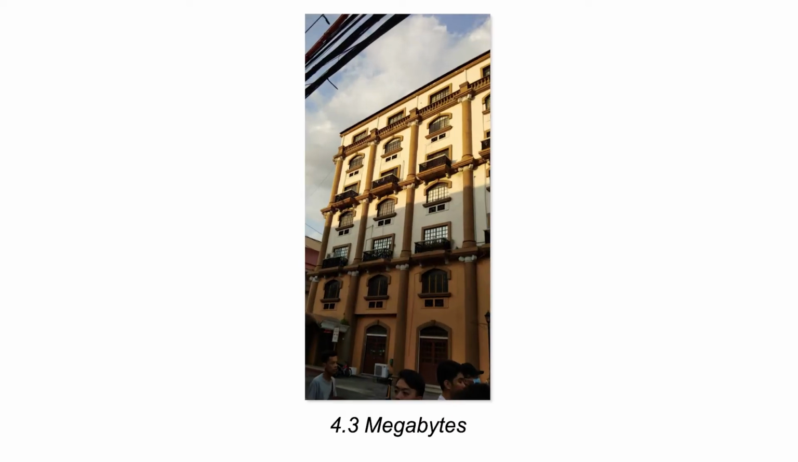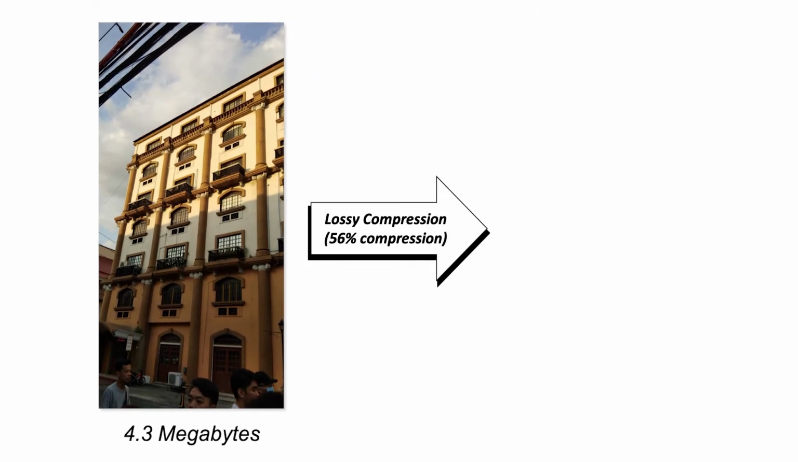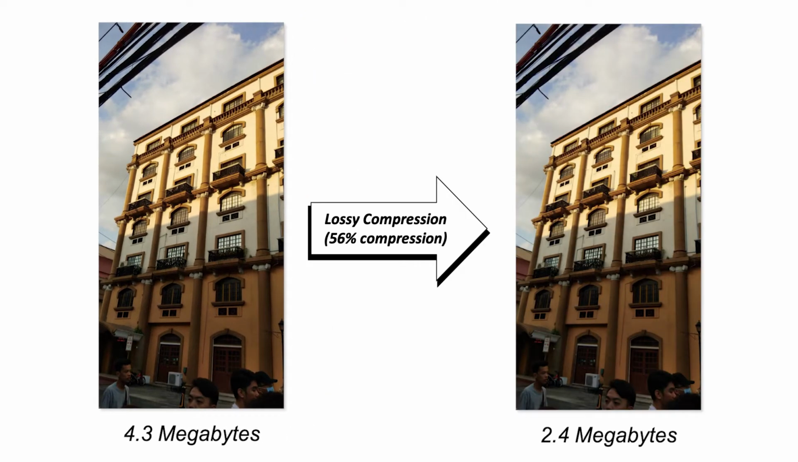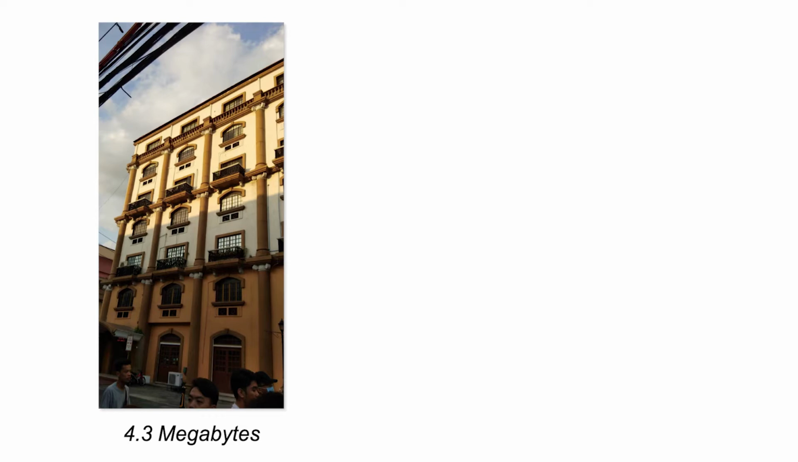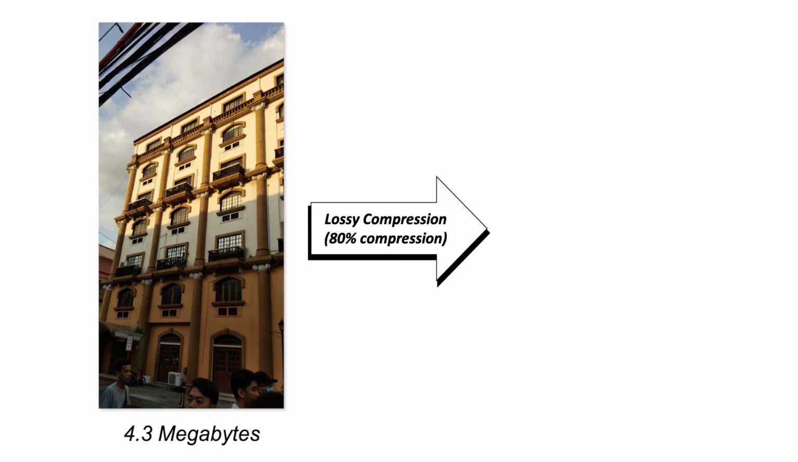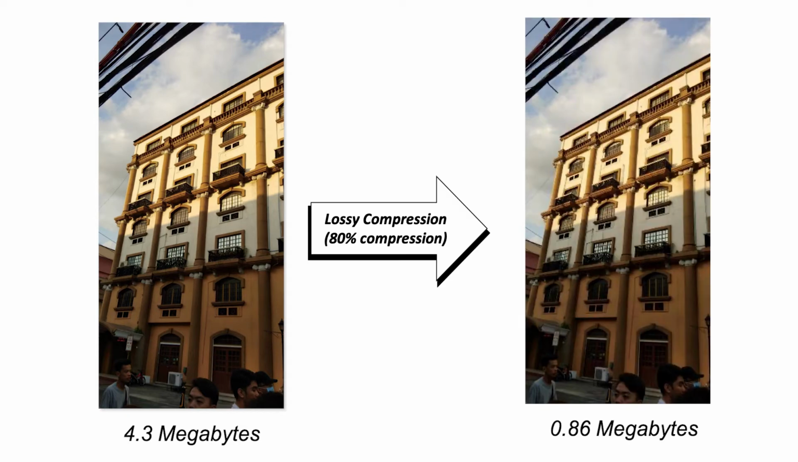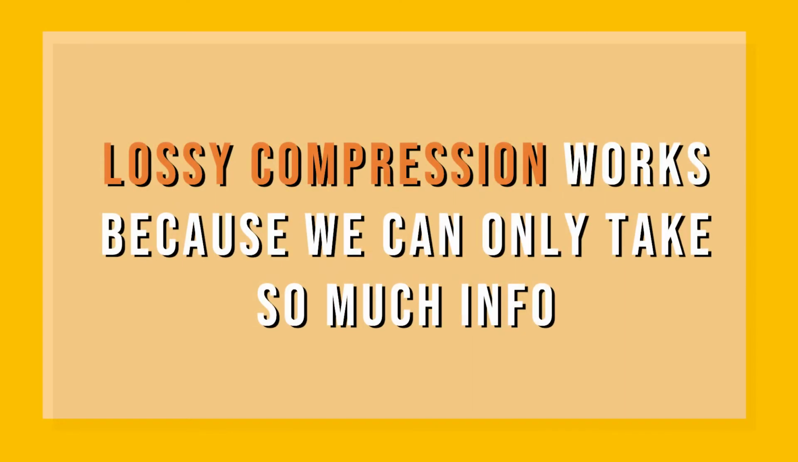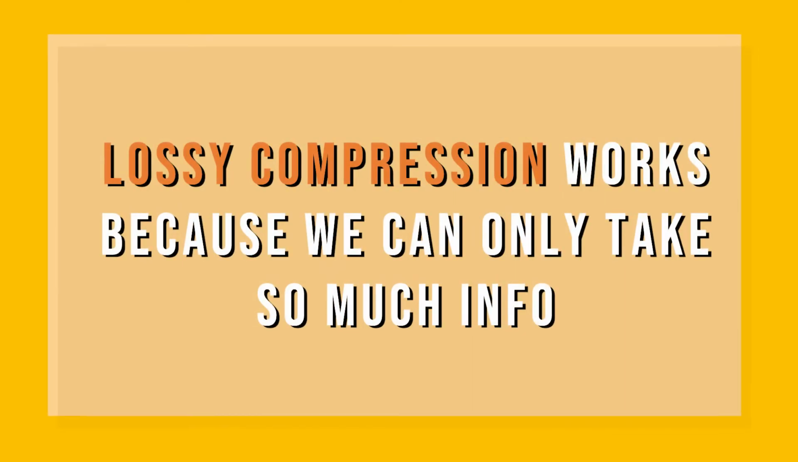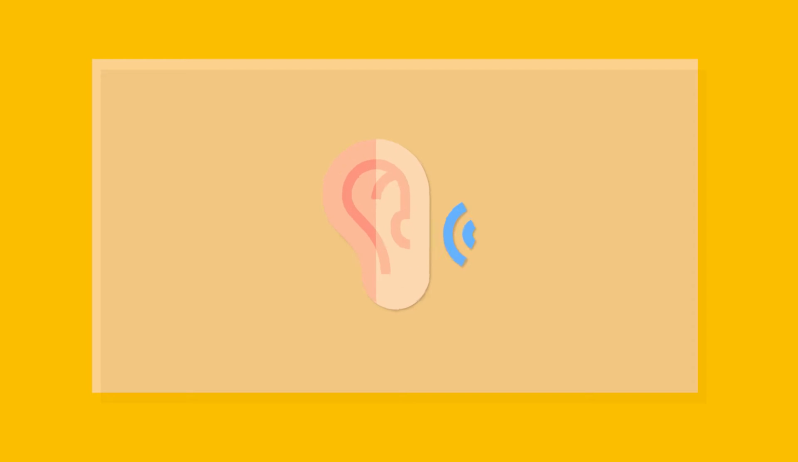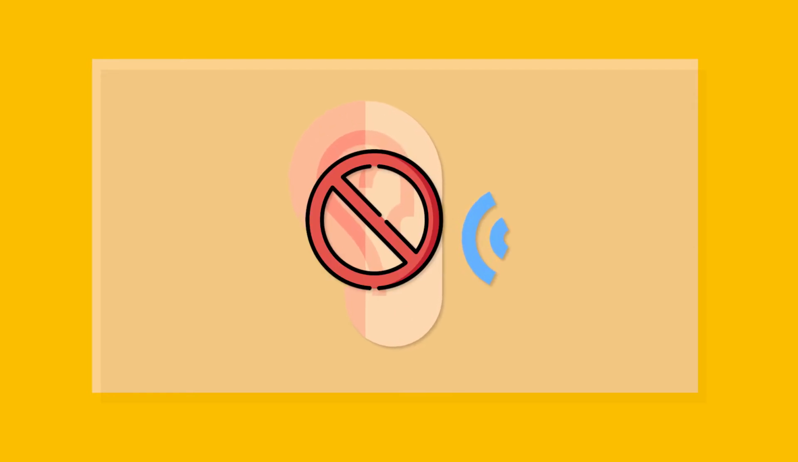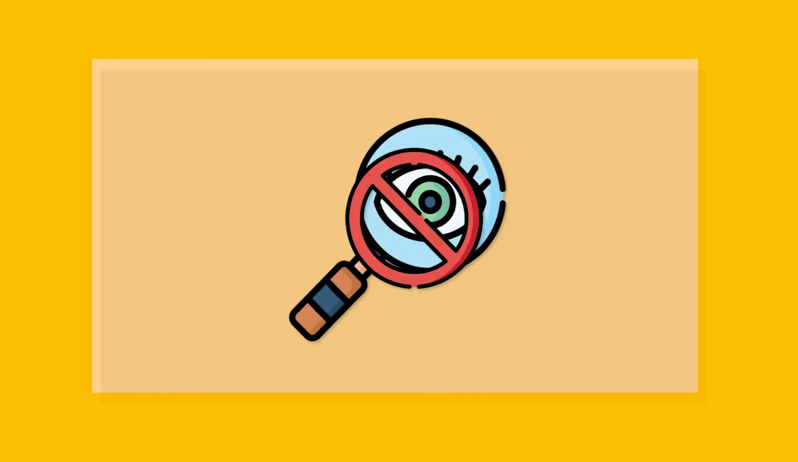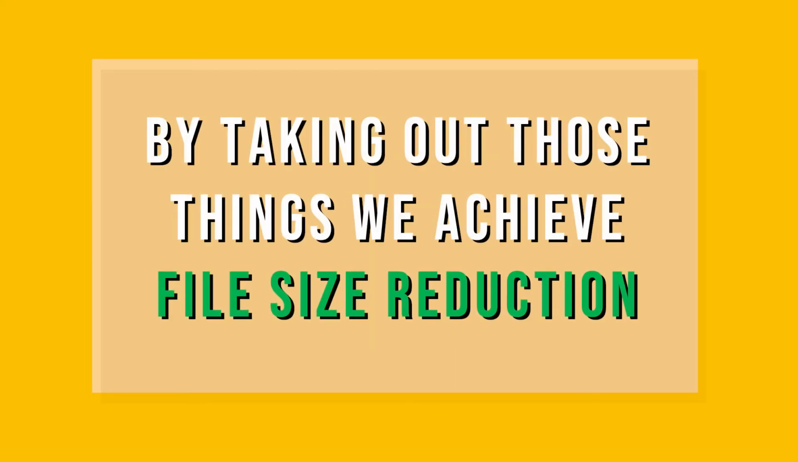Take a look at this photo. If I compress it by about 56%, the changes are not noticeable. But if I bump up the compression, let's say 80%, you can start to see the image drop in quality. That's because lossy compression works on the concept that we humans can only take in so much information at a time. So, there will be cases where not all frequencies are heard in an audio sample, and not all pixels can be thoroughly seen in an image. Lossy compression gets rid of those small things to achieve a smaller file size.